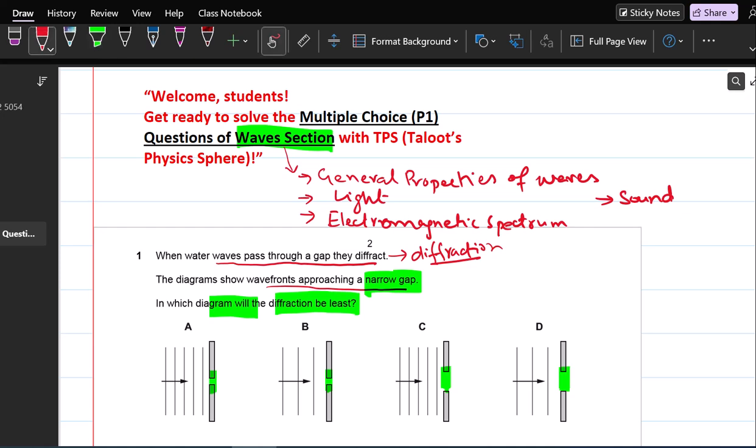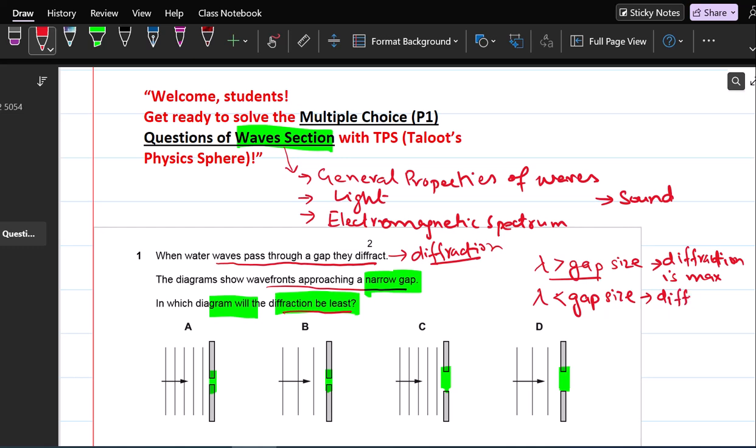So dear students, you have to remember one thing. When wavelength is greater than gap size, diffraction will be maximum. When wavelength is less than gap size, diffraction is least. So basically this is a gap size which I am talking about here.